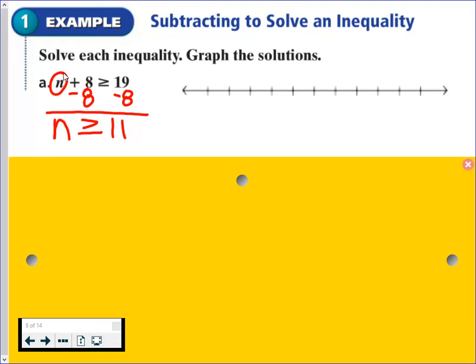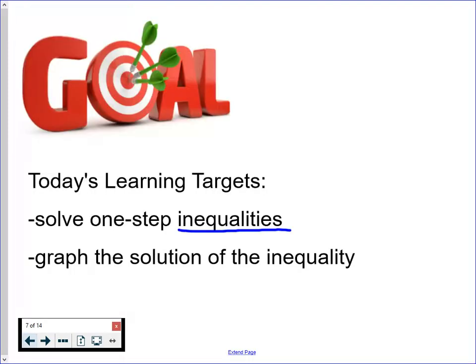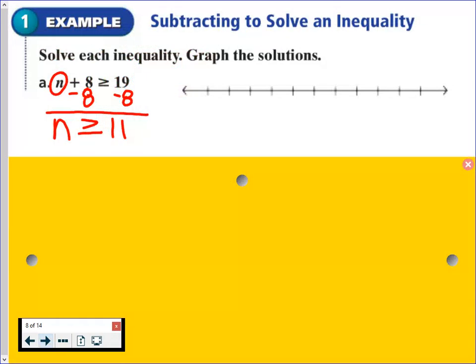Then notice there's a graph nearby because there's 2 parts to today's learning target. Solve the inequality and then graph the solution. 2 parts to every problem. So, step 1, solve it, we did it. Step 2, graph that. Since there's an 11 in my answer, I usually try to put 11 towards the middle, and then a couple numbers on each side.